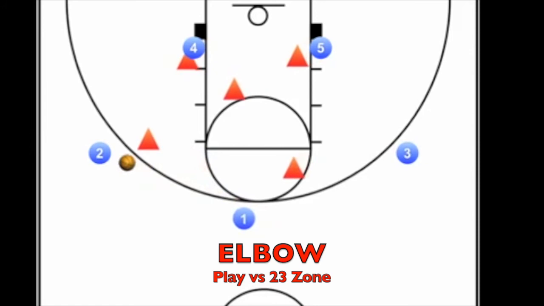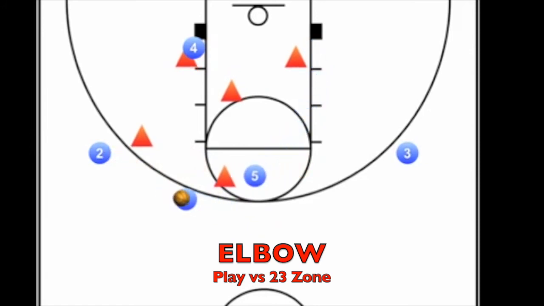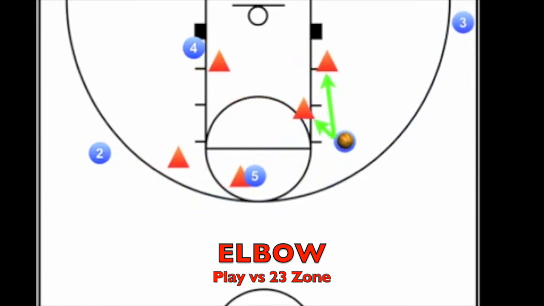You can also get this drive-and-kick to the corner with a hard dribble off the screen. Your ball handler needs to read the middle and bottom defenders to make this pass.